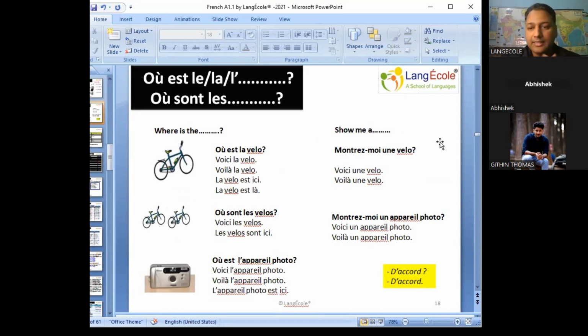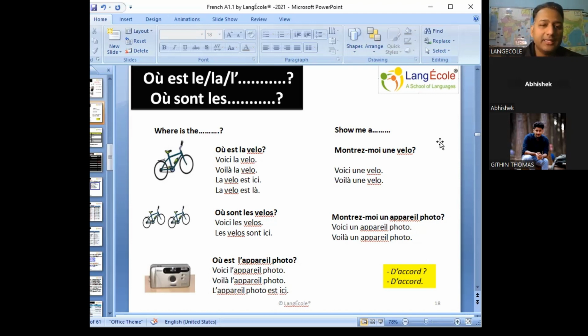So le, la, les are definite articles you have learned already. And here we are proposing these two popular questions in French. Où est le, la, l' something, or où sont les something, plural noun. So what does this mean? Où means what? You have learned that. Where, right?